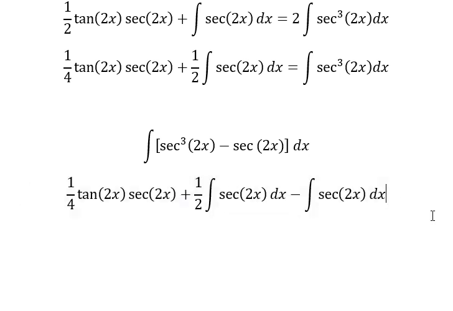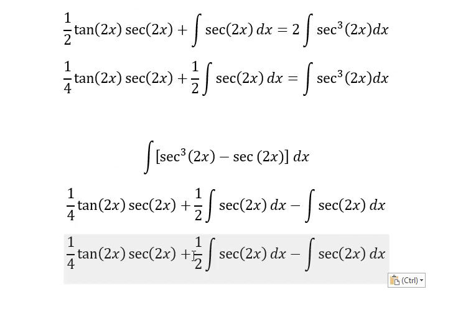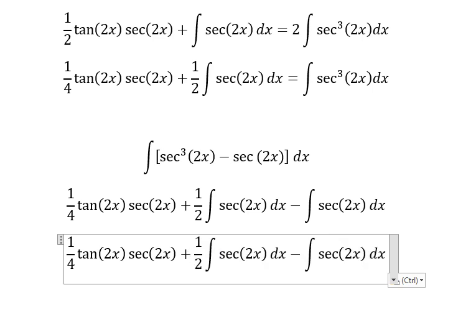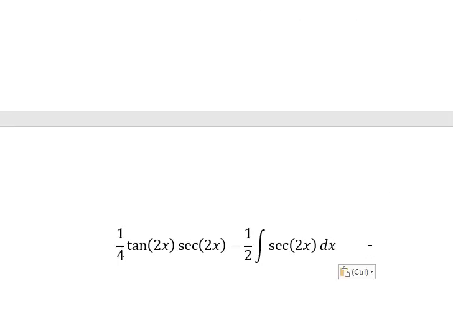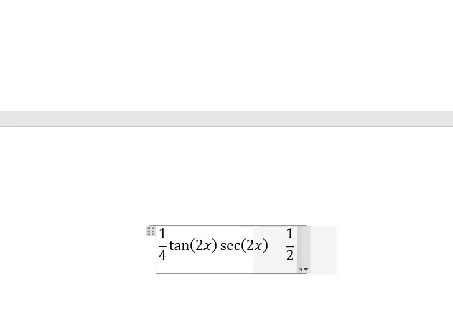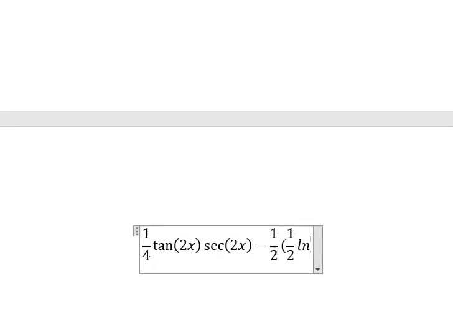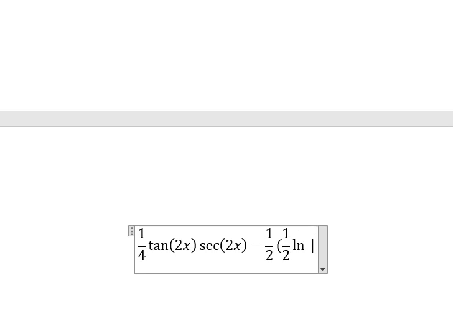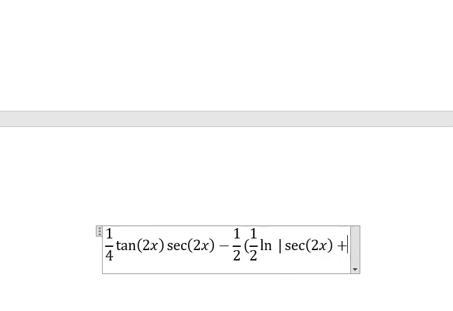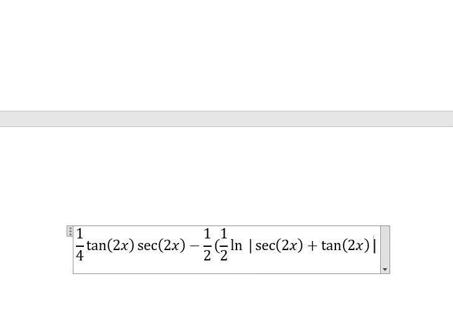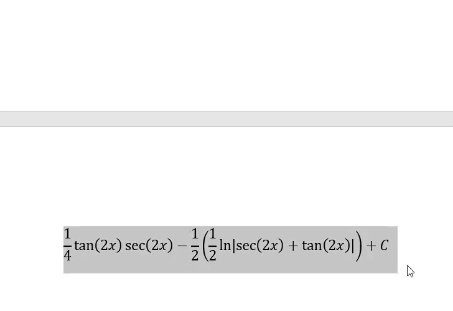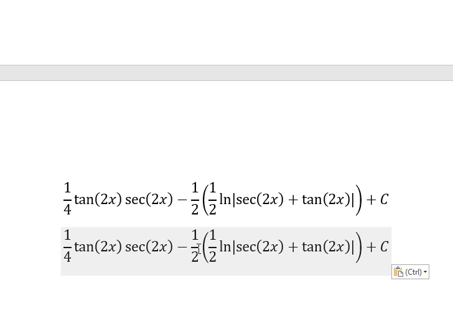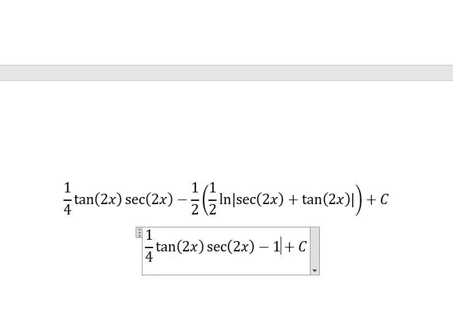So 1 over 2 minus number 1 in here, we have negative 1 over 2. Next, the integration of this one, we have 1 over 2 Ln of the absolute value of secant of 2s plus tan 2s, and I will put sin here. So 1 over 2 times 1 over 2, we have 1 over 4.